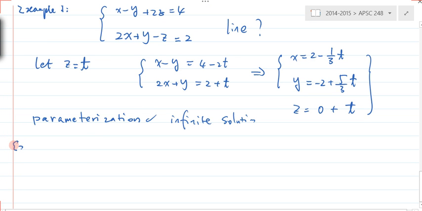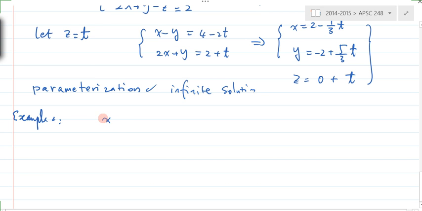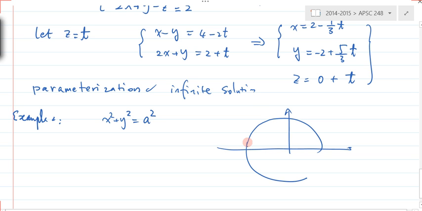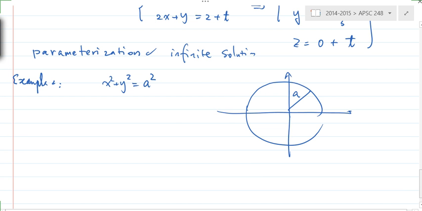Okay, so let's take a look at another example. So here's one, x squared plus y squared equal to a squared. Everybody knows what it represents? Circle. What's the radius of the circle? A, right? So now I'm going to create a parametric equation for this circle. There's no magic here, so I'll just write down the parametric equation.